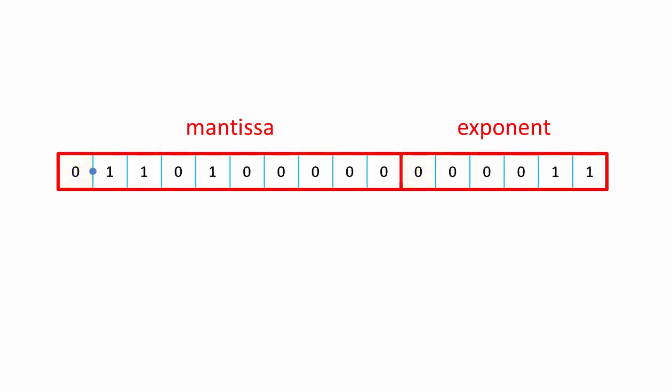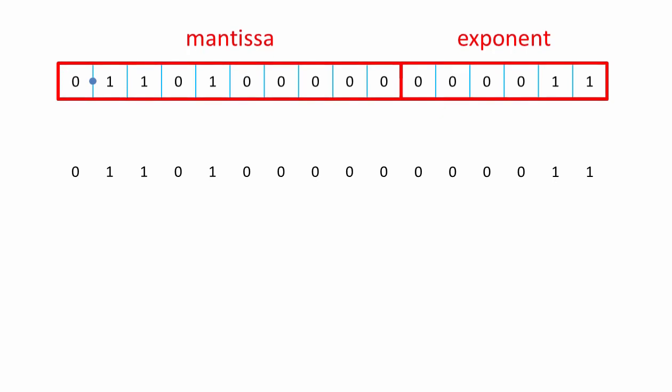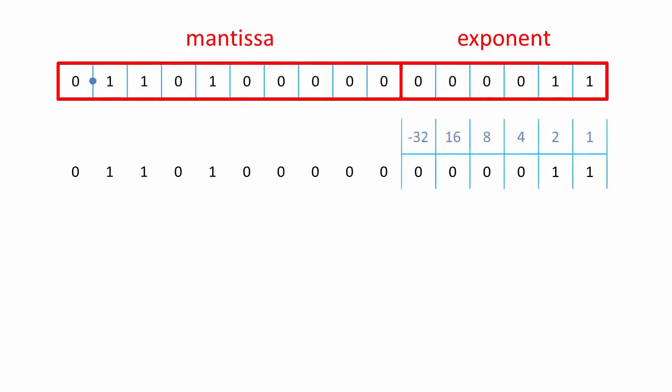To convert this number into base 10, first work out the value of the exponent in denary. In this case, it's positive 3. So we have something times 2 to the power of 3. Remember where the binary point is. Float it 3 places to the right.